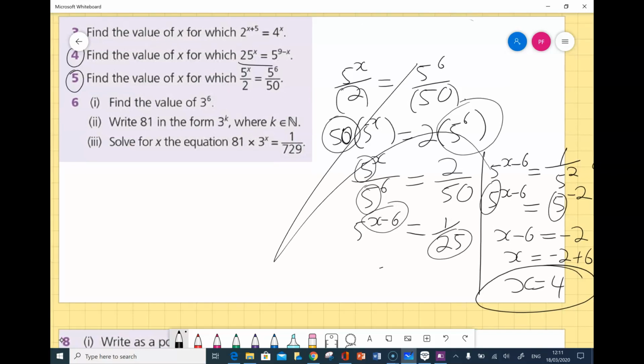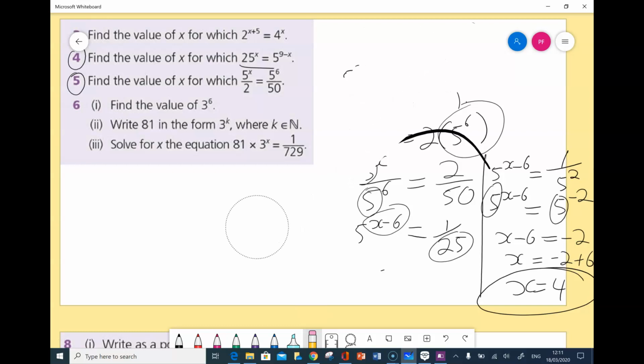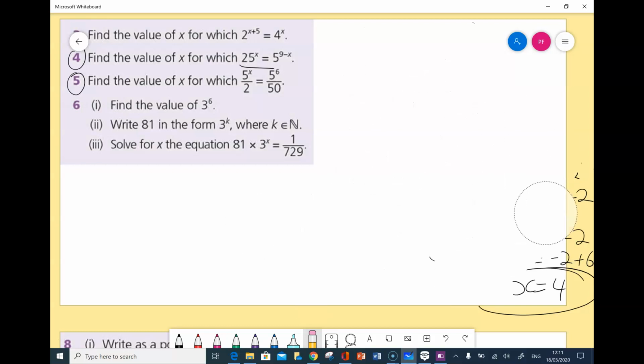That was a tricky one there, guys. Question 5. If you managed to get that out on your own, well done to you. That's quite a tough question, I thought.